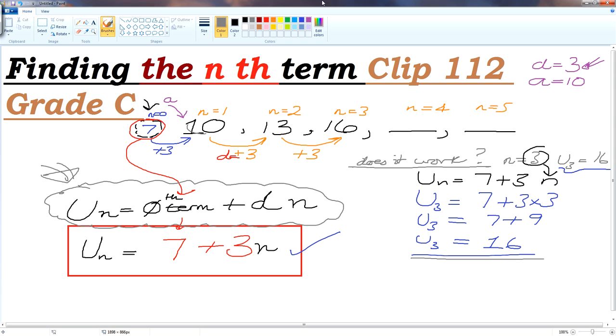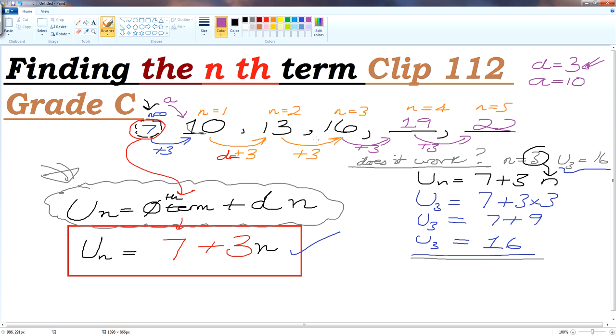But before we do any of that, let's have a go at working out these two missing numbers. So let's carry on here. So the pattern goes up in 3. What's the next number, the missing number? 19. Then we add another 3. What do we get? Well done.